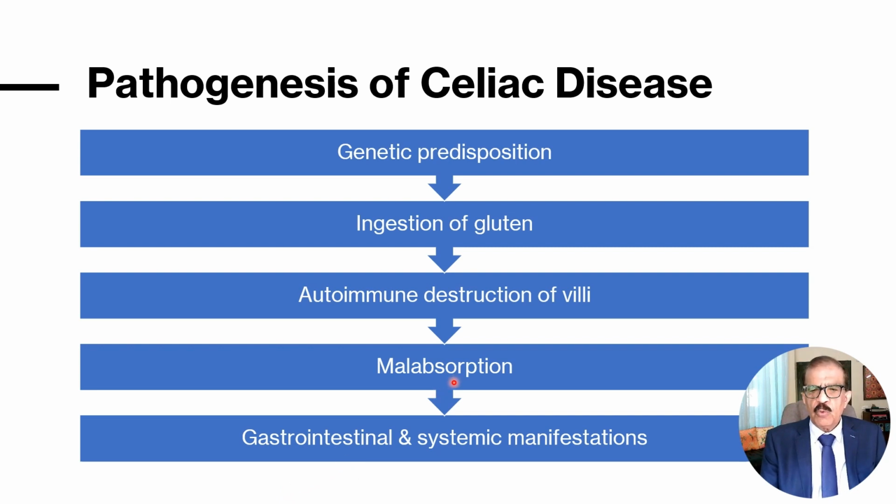And because it would lead to deficiency of multiple nutrients like folic acid, vitamin B12, calcium, iron, it would cause systemic manifestations also gradually. So starting from genetic predisposition, ingestion of gluten, and then malabsorption. I think in this cascade, we can actually control the ingestion of gluten. That is very critical to the management.